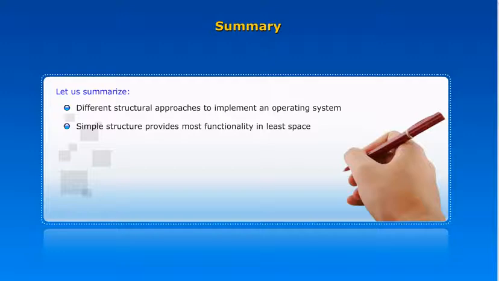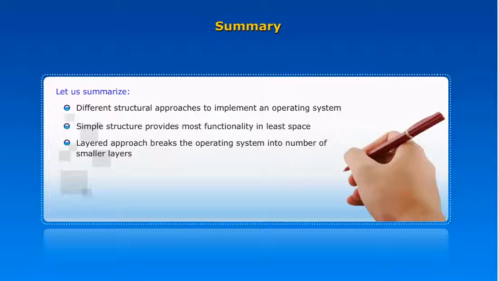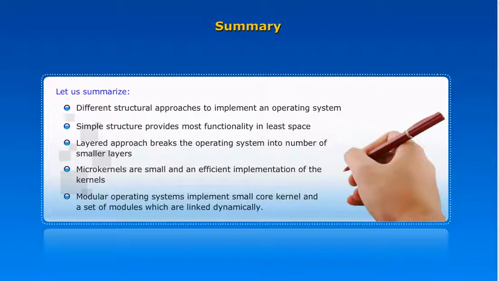Summary. At the end of this topic, you have learned different structural approaches to implement an operating system. Simple structure provides the most functionality in least space. The layered approach breaks the operating system into a number of smaller layers. Microkernels are a small and efficient implementation of the kernel. Modular operating systems implement a small core kernel and a set of modules which are linked dynamically.